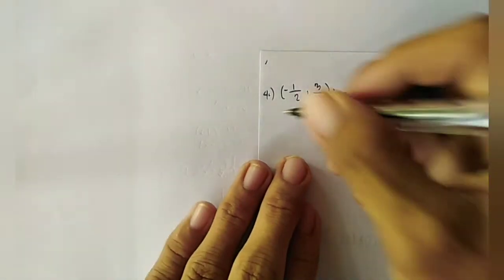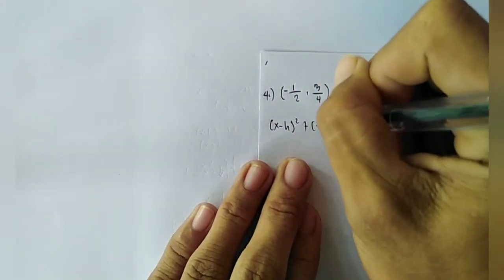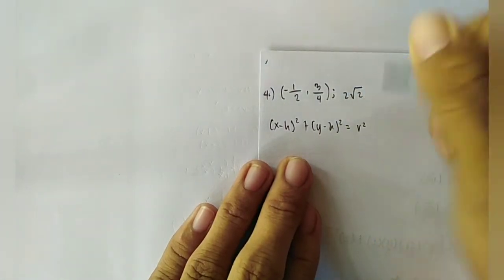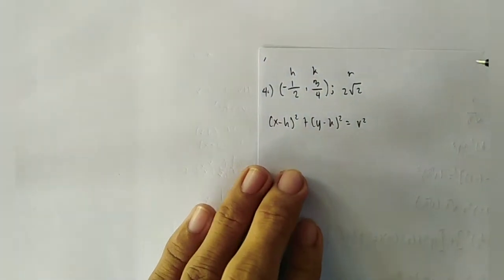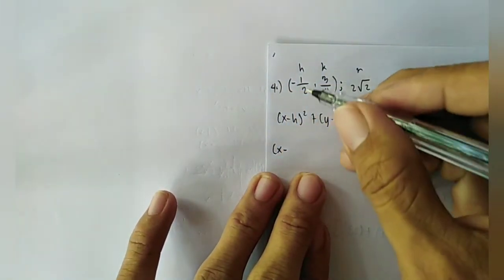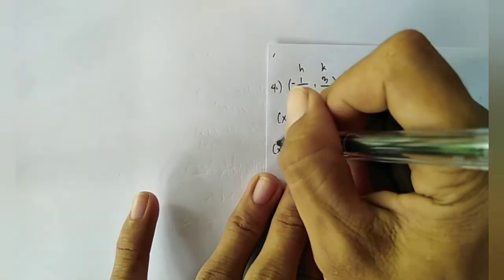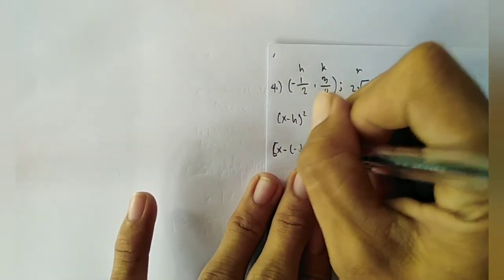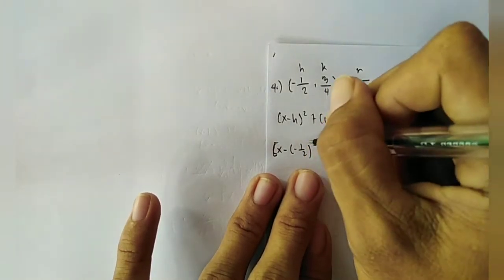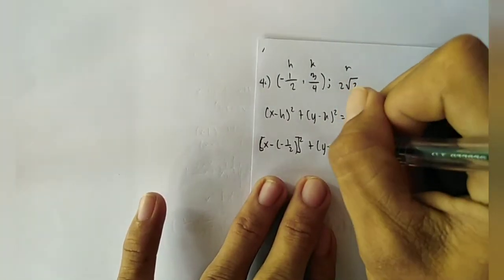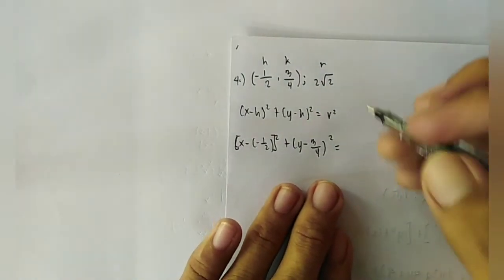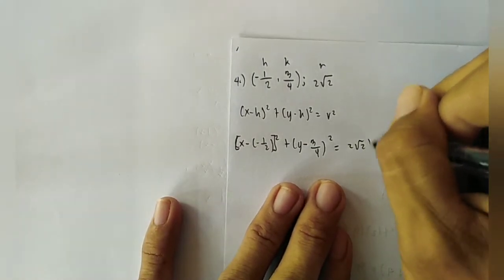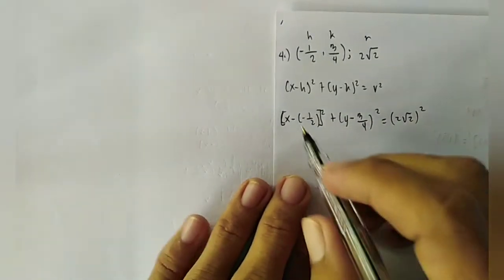So last example for this video, we have this one. So again, just directly substitute that one to the standard form of the equation of the circle. So our h here is negative 1/2, our k is 3/4, and our r is 2 square root of 2. So just simply substitute that one. So our h is negative 1/2, then squared, plus our k is 3/4 squared is equal to our r, which is 2 square root of 2 squared. So we have to simplify.